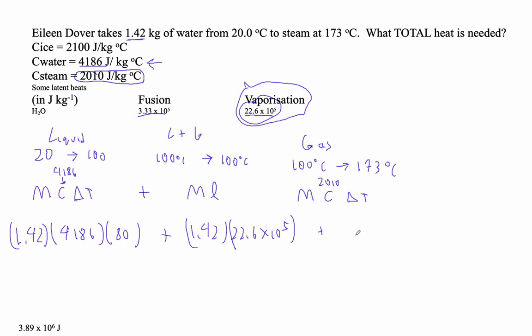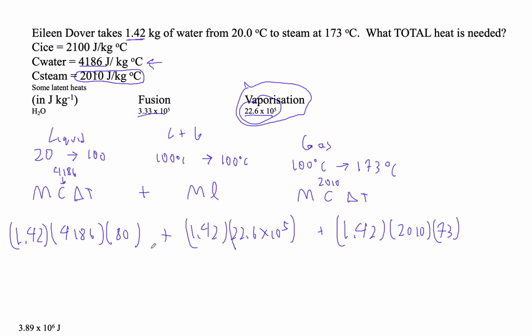And then we're going to heat up the steam, so it's still 1.42 kilograms. Right, but our C is that of steam, so 2010. And then we're going to go from 100 to 173, so that's a 73 degree difference. Right, it's not 173, it's not 153. Okay, so this guy represents 20 to 100. That represents 100 to 173, right? Okay, yeah, I think we got this right. Let's see if we get the right answer.